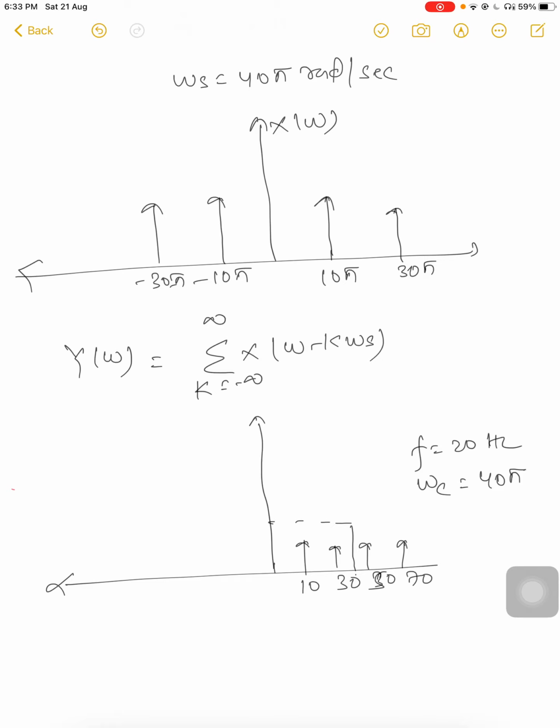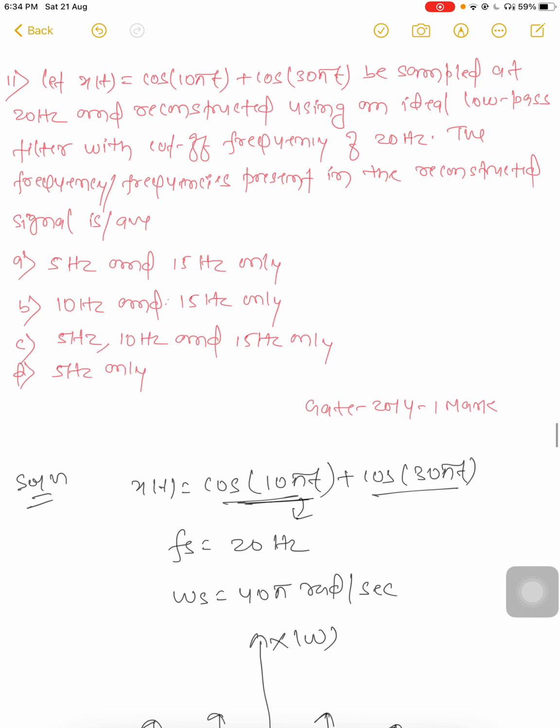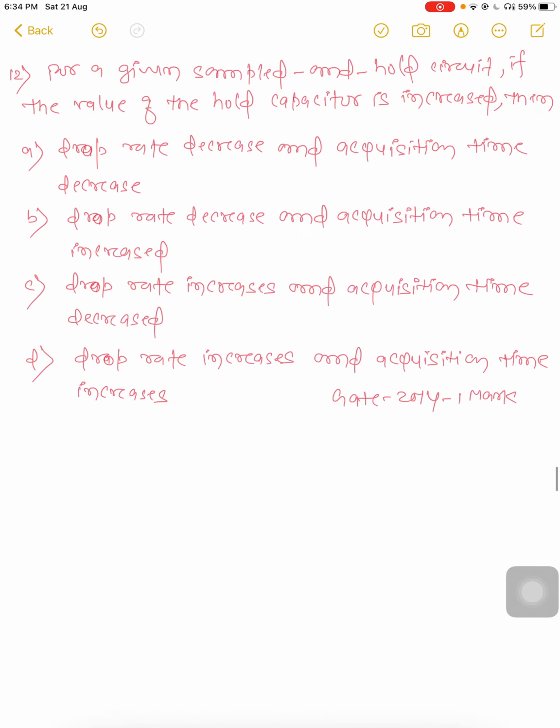Applying the ideal low pass filter, frequency 20 hertz or 40 pi radian per second, we can say that we get only 10 pi and 30 pi radian per second, or otherwise we can say 5 hertz and 15 hertz. Only we can get 5 hertz and 15 hertz. Option A will be the right answer.